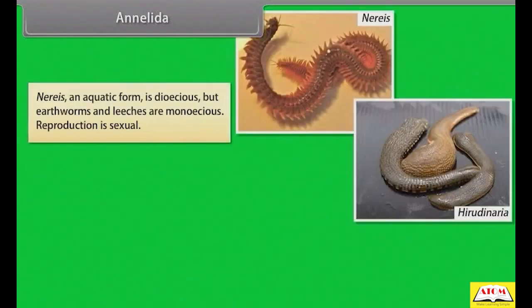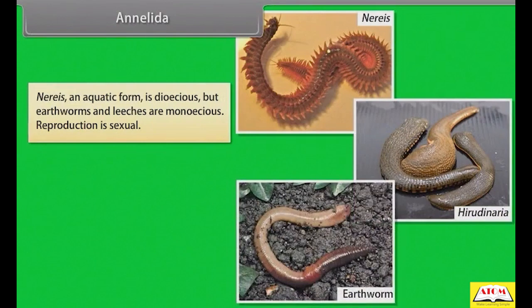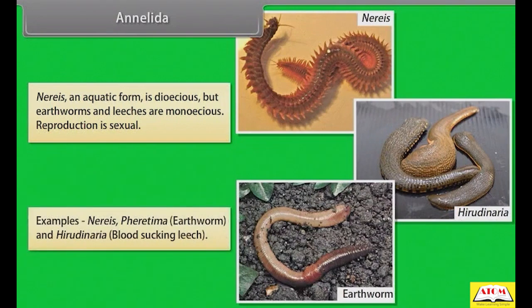Nereis, an aquatic form, is dioecious, but earthworms and leeches are monoecious. Reproduction is sexual. Example, Nereis, Pheretima, that is earthworm, and Hirudinaria, that is blood-sucking leech.